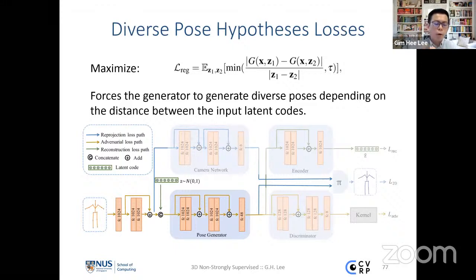Now, in order to encourage our generative network to give very diverse pose hypotheses, we also enforce the regularization of the diverse pose hypothesis loss, where we maximize this particular loss. It simply says that given two random vectors drawn from the normal distribution, we want the poses generated by our pose generator from these two different random codes to be as diverse as possible. We don't want them to be similar. We want to maximize the differences between the poses generated from these two input latent codes. As a result, you will enforce diversity in our generative network.